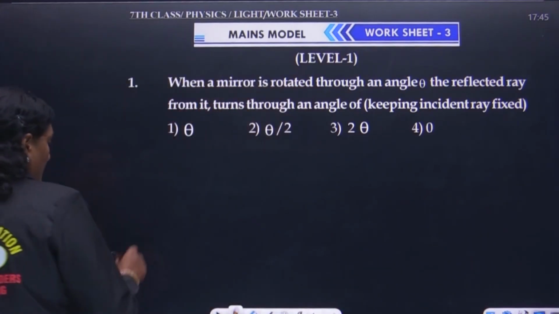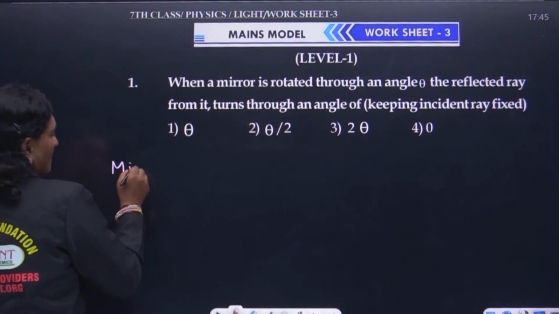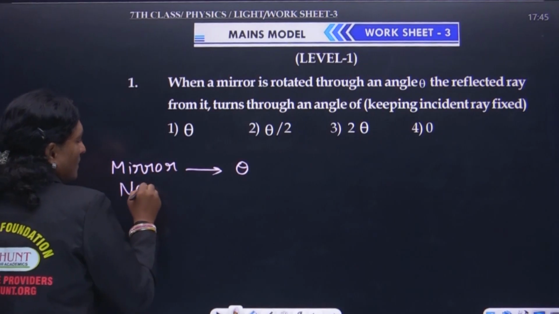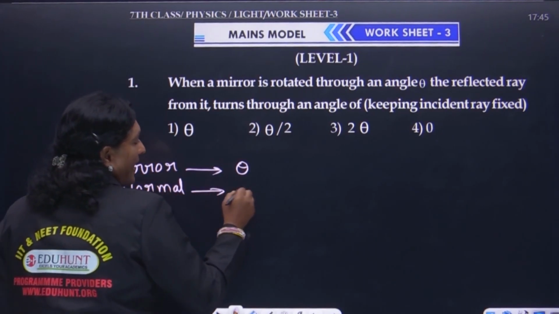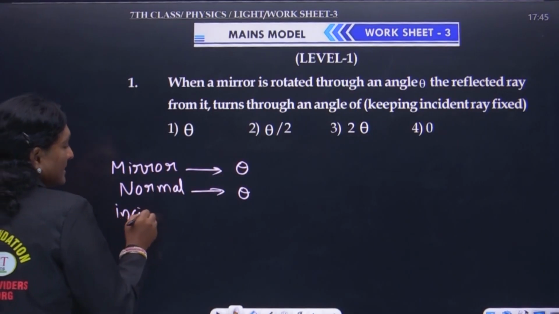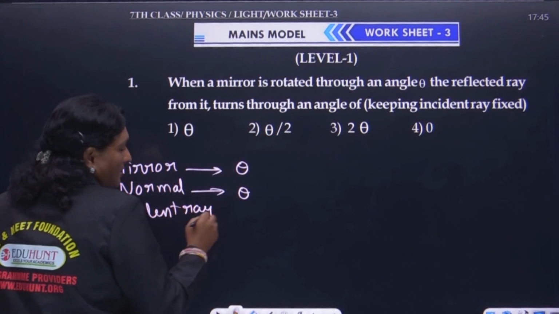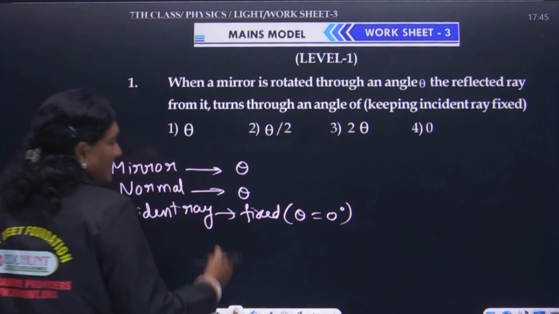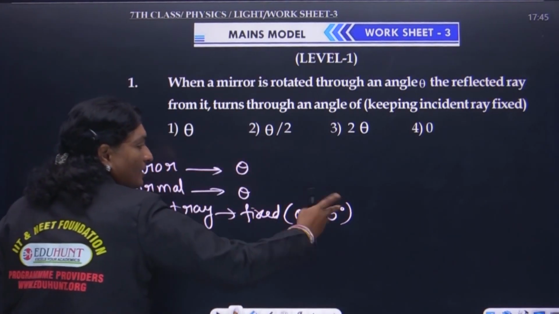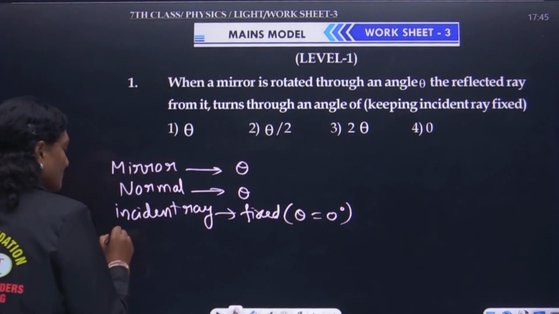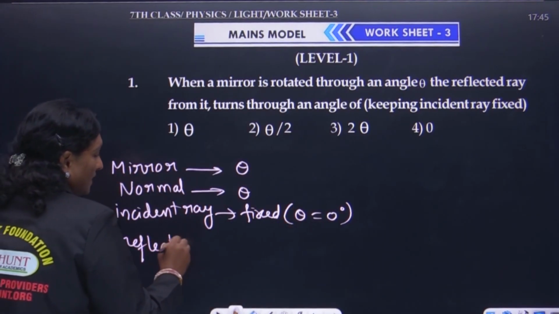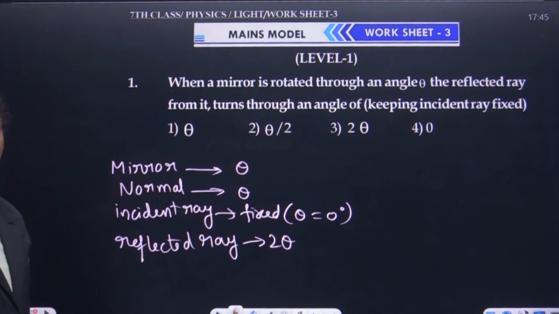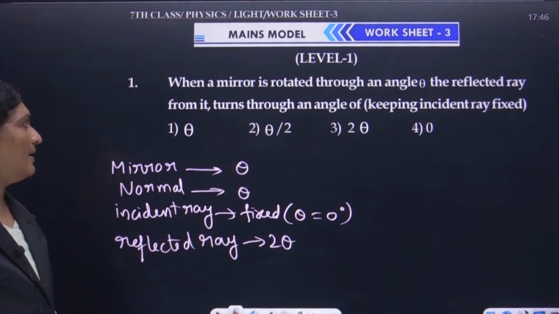Let me write the same here. So whenever a mirror is rotated by an angle theta, we observe that the normal also turns by an angle theta, whereas the incident ray being fixed at the same position, that means no difference in the angle, no deviation, so the angle is 0. The reflected ray is found to be deviated by an angle 2 theta. So this was our observation from what we have discussed earlier.